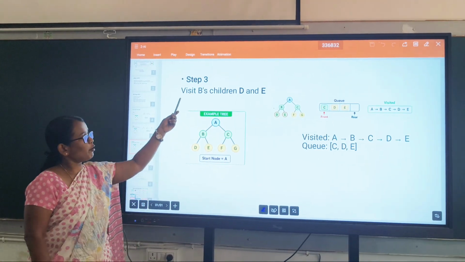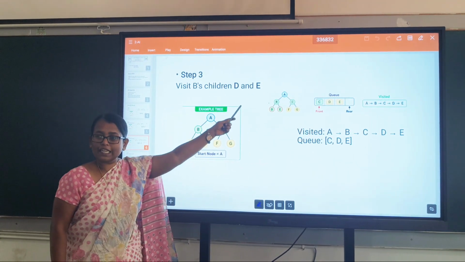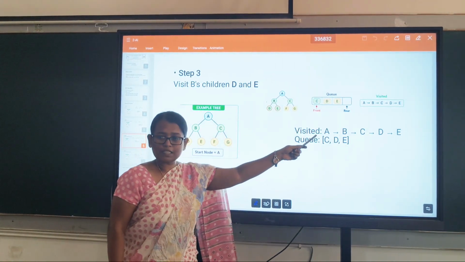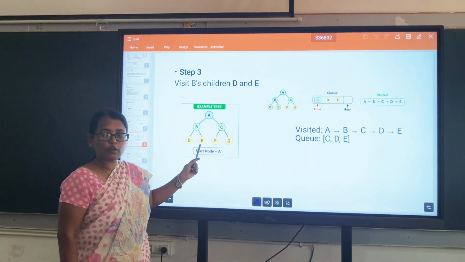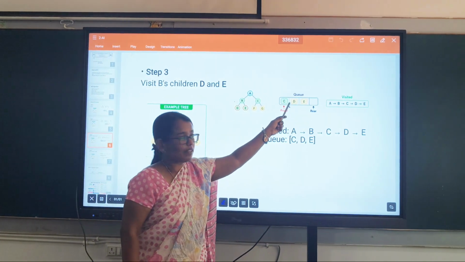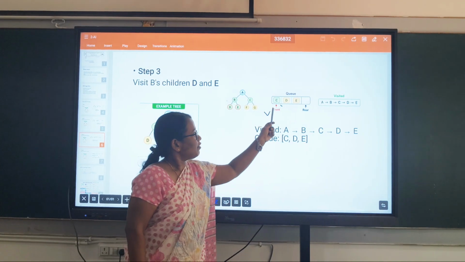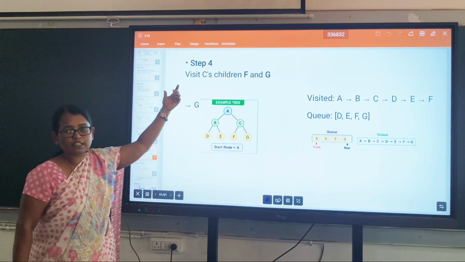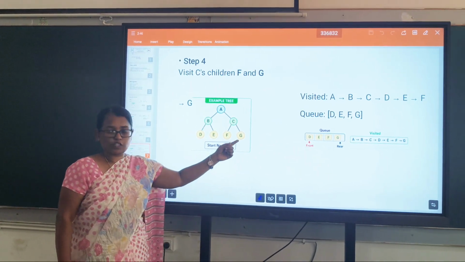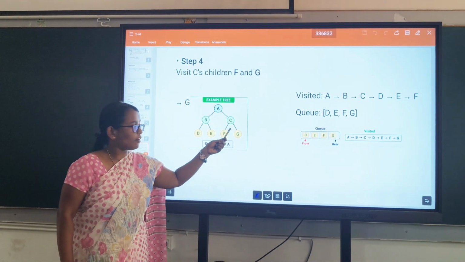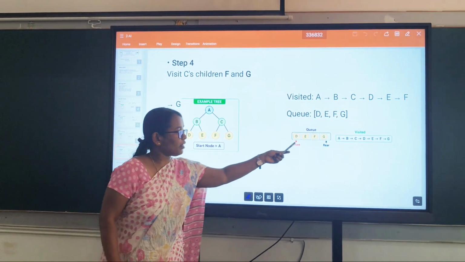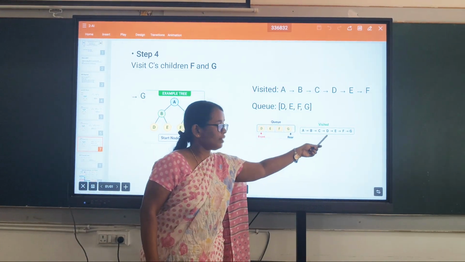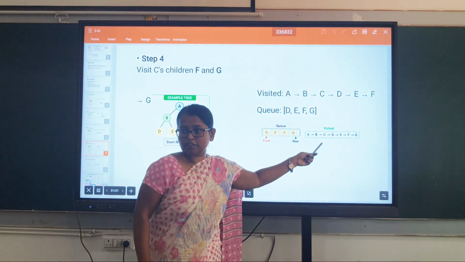In step 3, we have to visit B's children, that is D and E. So now the visited nodes are A, B, C, D and E. The queue now has the children of B, that is D and E, plus C at the front. The last step is visiting C's children, that is F and G. When we have visited F and G, our goal is G, which is kept in the queue. Now the traversal of visited nodes is A, then B, then C, then D, E, F and G consecutively.